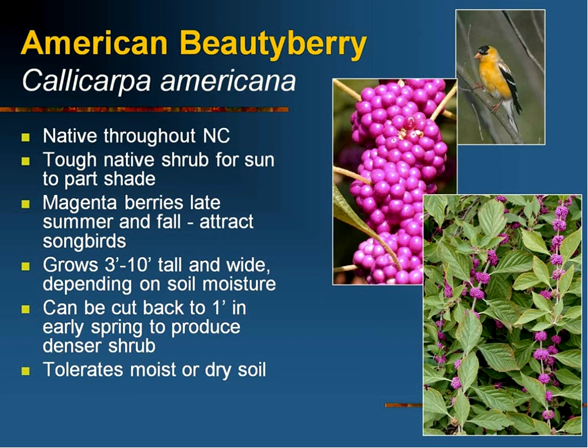Another one for beautiful berries is American Beautyberry, and I just don't think you can beat the color of these berries. There's nothing else with this brilliant magenta color. And this is another shrub that grows throughout North Carolina. And pretty adaptable. It'll grow in shade or in sun, more sun, typically more berries. I've seen some of them out in full sun where the stems just basically become solid berries. The clusters run into each other.